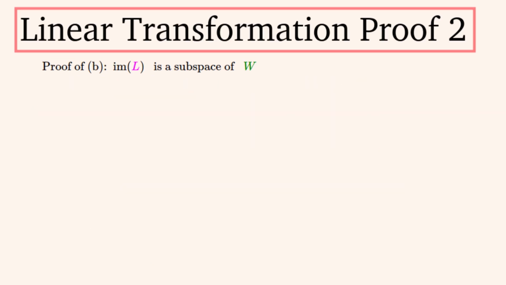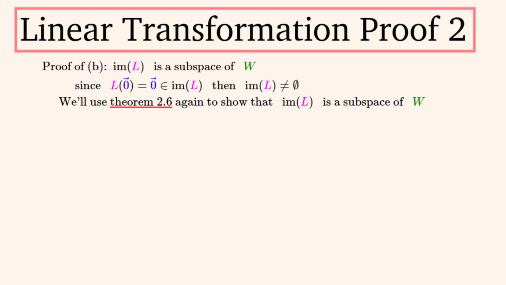Now to prove the next part of this theorem, which is part B. It says that the image of a linear transformation is a subspace of the codomain W, which it's mapped onto. So the image of a linear transformation is non-empty, because when we apply the linear transformation onto the zero vector, according to a past theorem, theorem 3.1 part A, it maps at least one vector onto the zero vector, so the zero vector is in the image. We'll use theorem 2.6 again to prove that the image of L is a subspace of the codomain W, similarly to how we did it before, in part A.